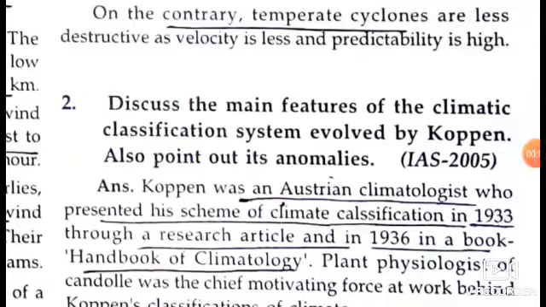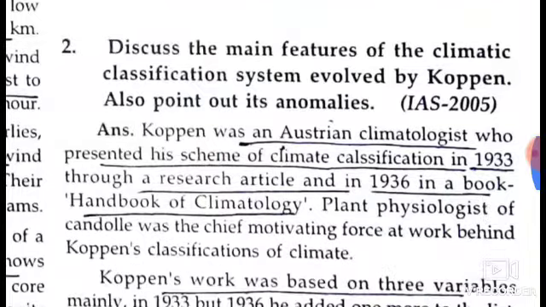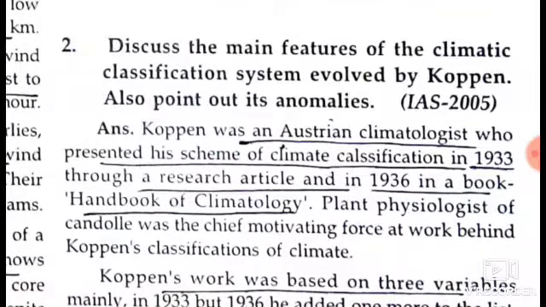So first question: discuss the main features of the climatic classification system evolved by Kurt Köppen. Also find out its anomalies. Köppen was an Austrian climatologist who presented his scheme of climatic classification in 1933 through a research article, and in 1936 in a book, Handbook of Climatology.